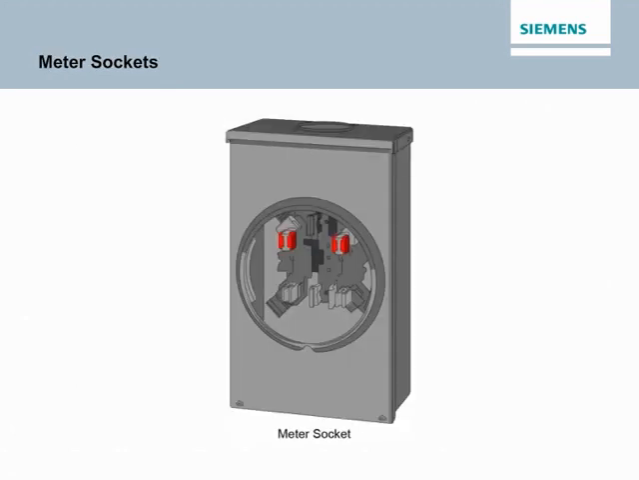For many years, power companies have used a familiar watt-hour meter to determine how much electricity has been consumed for billing purposes. Each watt-hour meter requires a meter socket to safely and securely connect it to the electrical service. Because meter designs and utility requirements vary, Siemens offers a variety of single-position and multiple-position meter sockets.